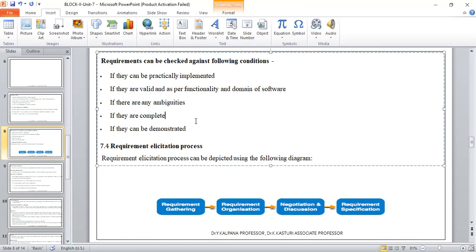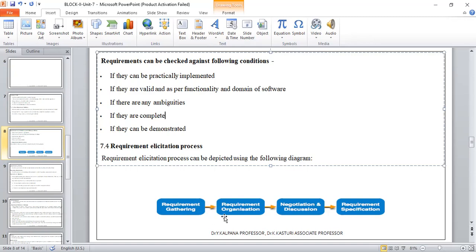Okay. After this, the requirements elicitation process. It is a process of drawing out the proper requirements. What are the four steps here? Requirements gathering: it is done at the starting stage after the feasibility report, whenever the project is undertaken. And then after collecting the requirements, we will be organizing them.